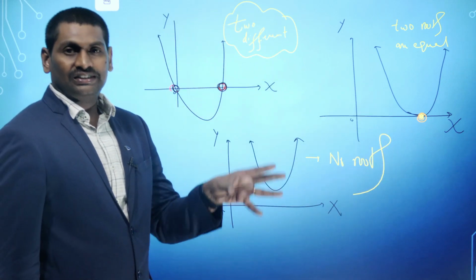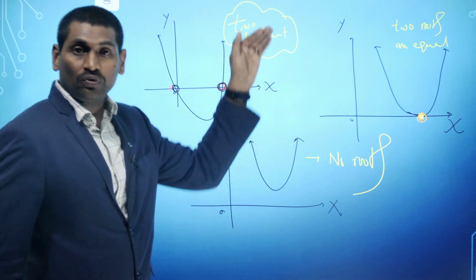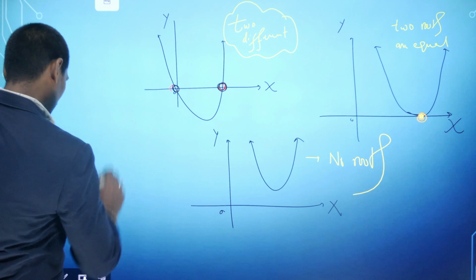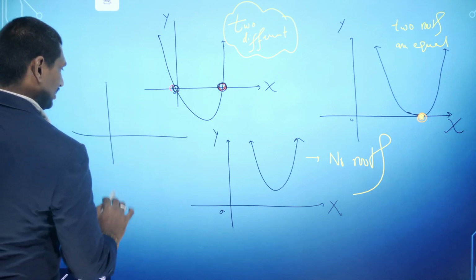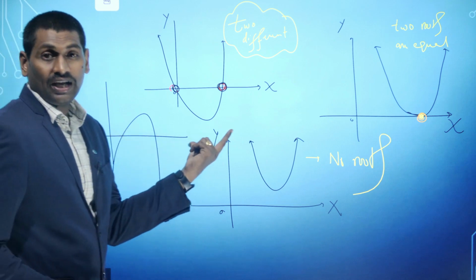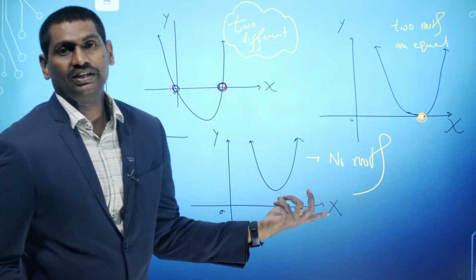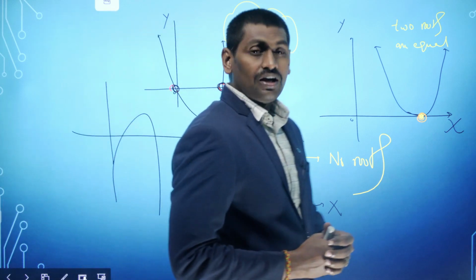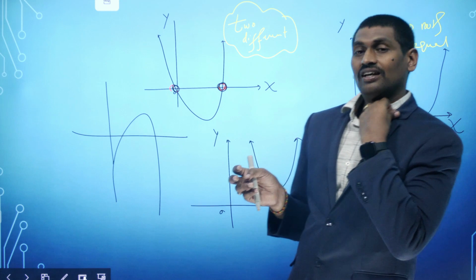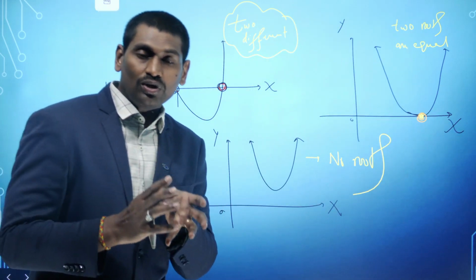Same way, we can take the parabola downwards. That means in the first case, it can touch the x-axis at two different points, only one point, or there is no point. Clear? Sir, according to the graph we can say, but is it possible to draw the graph wherever we want?